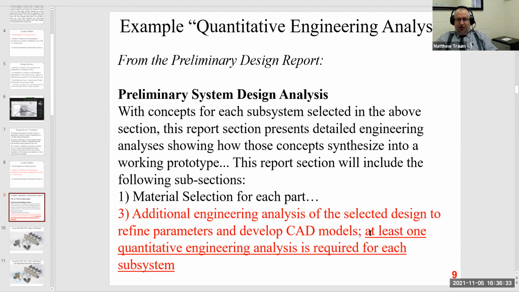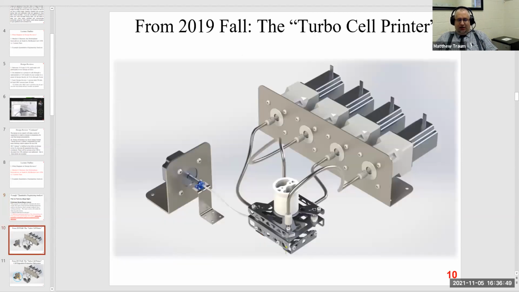And then I've got it underlined here, we require at least one quantitative engineering analysis required for each subsystem. And so I'm going to talk about Maslow's hammer, but I'm also going to talk about it in the context of what is a quantitative engineering analysis? What is it that we're actually looking for when we say that?